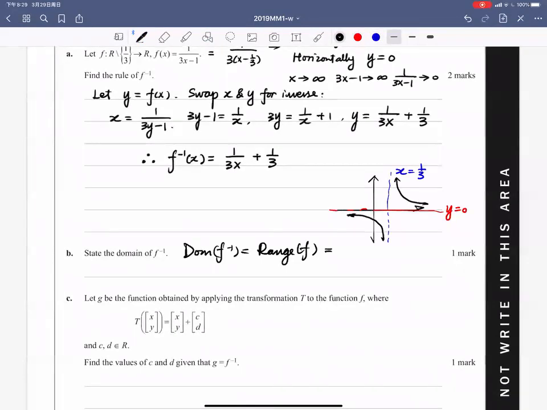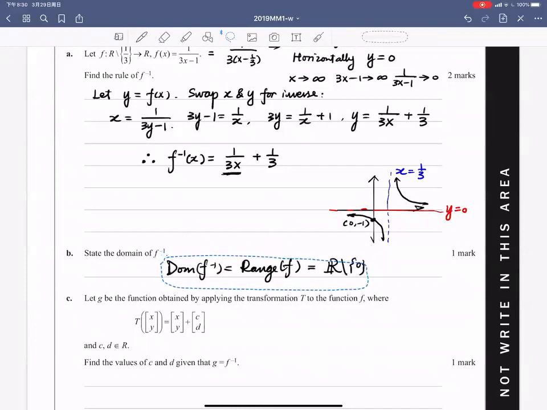Like in the first and the third quadrant. This point will be (0, -1), if I'm not mistaken. So the range of f is all real values excluding 0. Okay? X cannot be 0 because it's the denominator of your f inverse. Okay, now I need to relocate my answer.